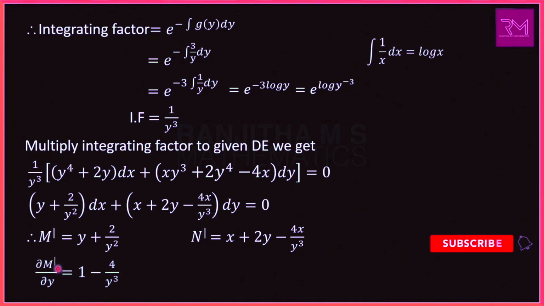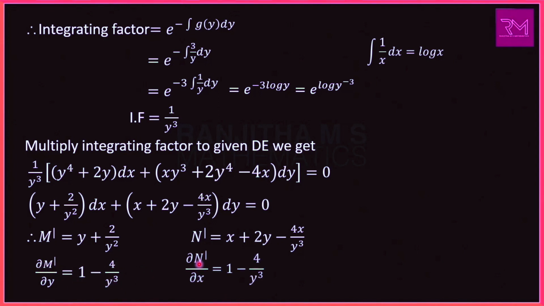We get del M dash by del y, which is nothing but the partial derivative of M dash with respect to y. Therefore differentiation of y is 1, plus 2 is constant, take as it is, into differentiation of 1 by y square is minus 2 by y cube. That is, if we take y square to the numerator, that becomes y power minus 2. This is of the form y power n. That is, differentiation of y power n is n into y power n minus 1. Hence we get minus 2 into y power minus 2 minus 1. Hence we get minus 2 into 1 by y cube, that is minus 2 into 2 is 4 by y cube. This is our del M dash by del y.